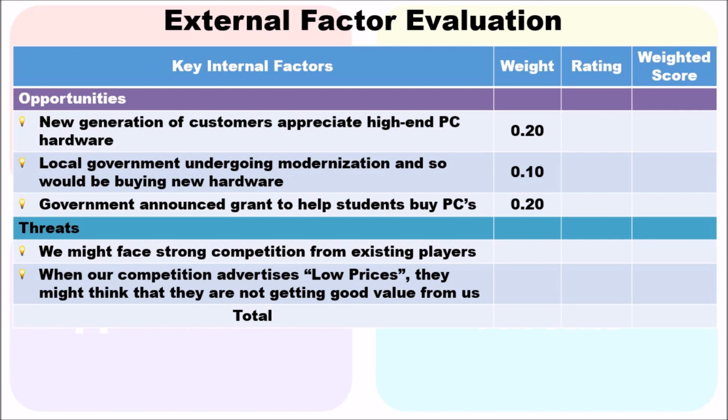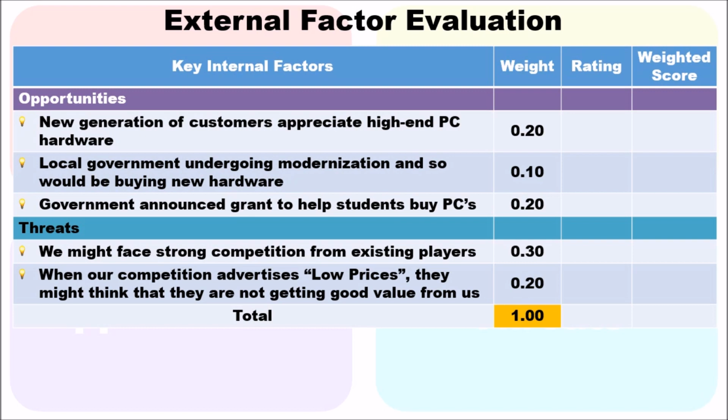Now we have assigned weights to the opportunities. Next we'll assign weights to the threats. The first threat is that we might face strong competition from existing players. We give it a 0.3. And when a competitor advertises low prices, customers may think they're not getting good value from us, because our hardware would be more state of the art and so priced higher than the average competition. We'll give that a 0.2, and they add up to 1.